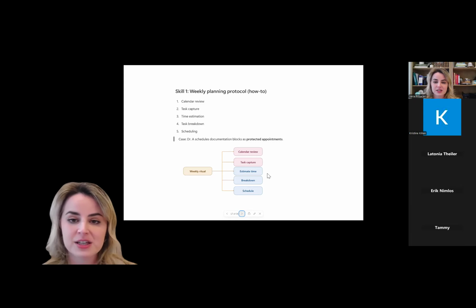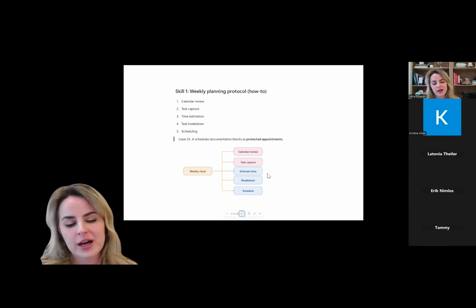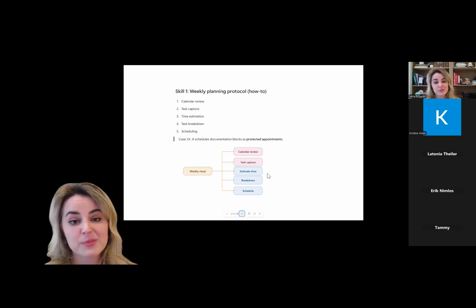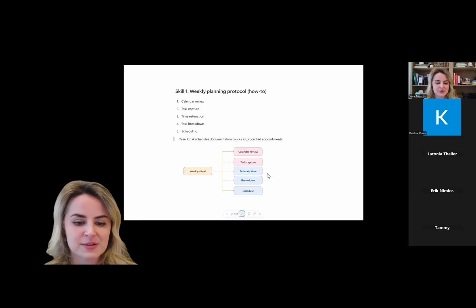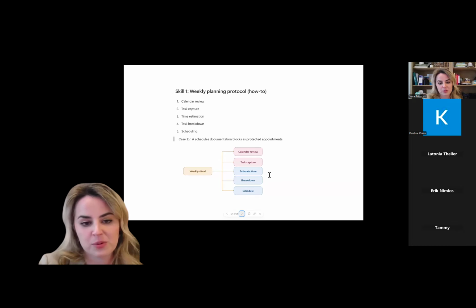And to tie in that case that we started talking about a little bit earlier, Dr. A feeling really overwhelmed with documentation for all of her clients. Instead of just dreading it, she actually schedules it in as protected appointment times with herself. The time is blocked. So now she has it on her calendar as a task. So that's skill number one.